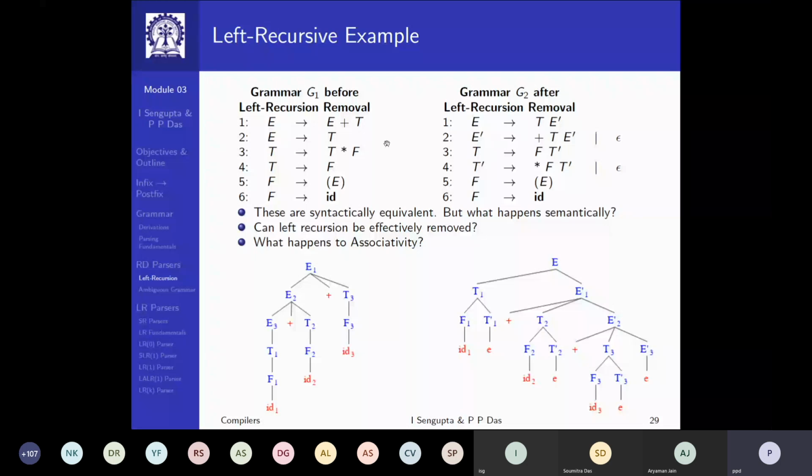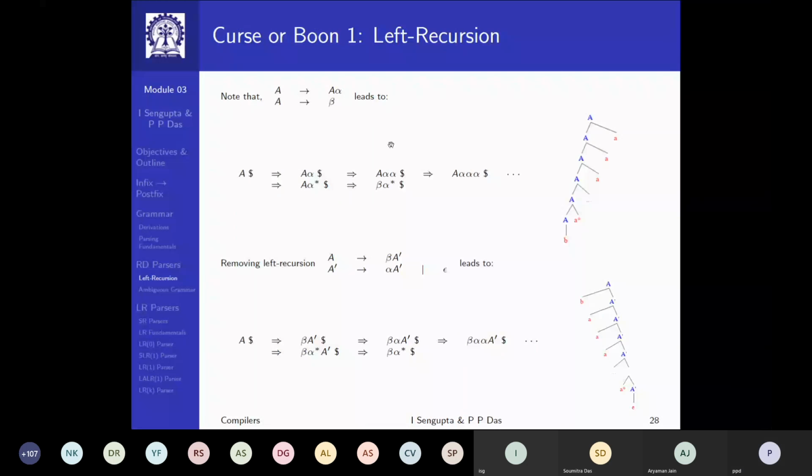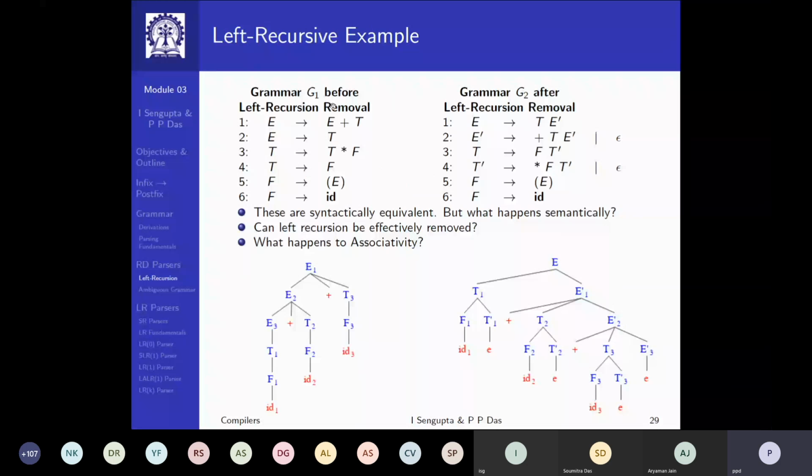So I do the same thing here. I have two productions here. Here's the left recursion: A produces A alpha, A produces beta. This is how A produces beta A prime, and A prime produces alpha A prime. That is the change that we are making. So we have to understand what beta is. Here E is A, alpha is plus T, and beta is T.